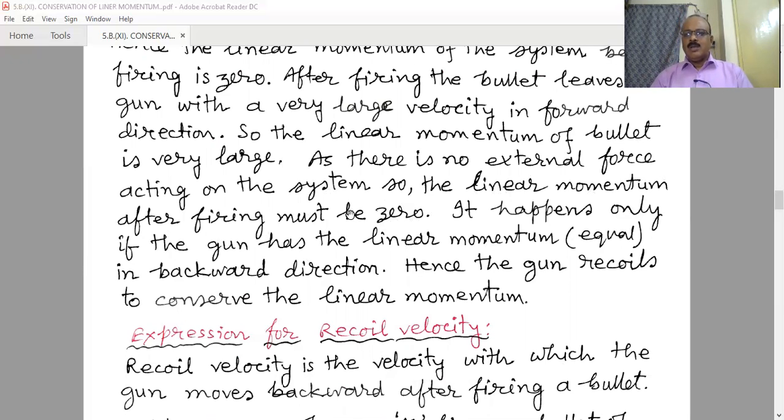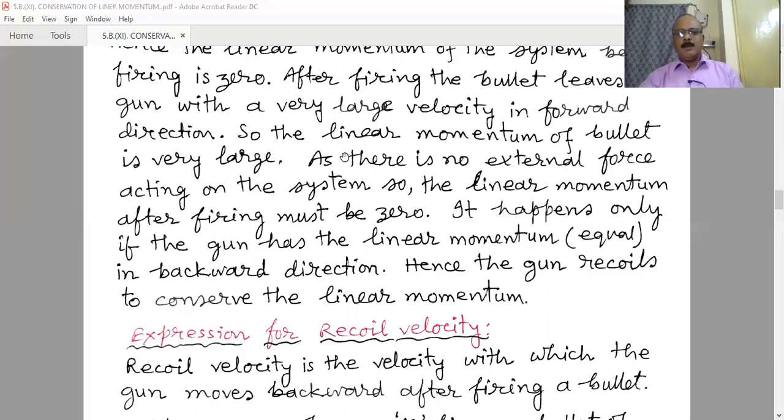Therefore, we can explain it from the law of conservation of linear momentum. Total linear momentum after the interaction, that means after the firing of the bullet, also remains constant. Since linear momentum is a vector quantity, the sum of two vector quantities will be zero when the two are equal and opposite. Therefore, there will be an equal and opposite linear momentum, and that is obtained by the gun. Therefore, the gun will recoil in the backward direction.